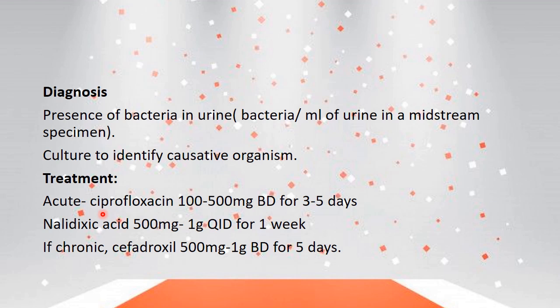On treatment, in acute, you use ciprofloxacin 100 to 500 mg BD for 3 to 5 days. This is a very good drug for urinary tract infection. Then nalidixic acid 500 mg to 1 gram 4 times a day for a week. In chronic, you use cefadroxil, which is a cephalosporin, 500 mg to 1 gram 2 times a day for 5 days.